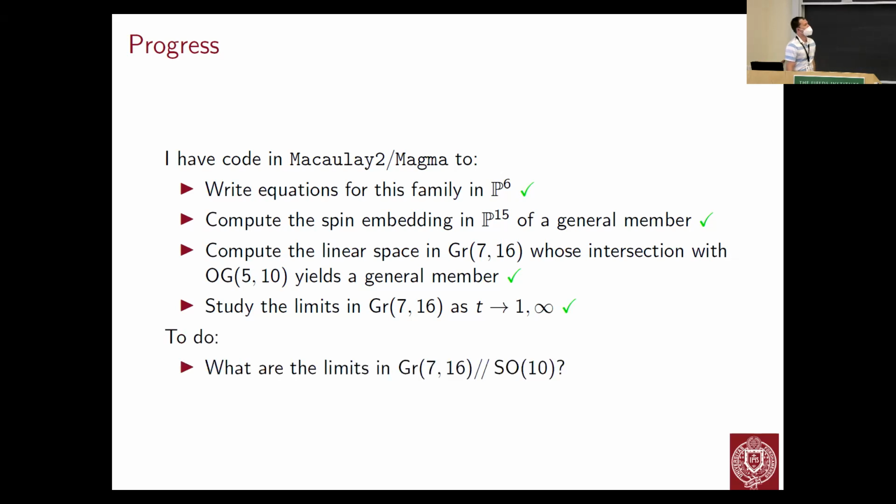Okay, I will stop short of answering my full question though. I can tell you what the limits are in the Hilbert scheme. I can tell you what the limits are in the Grassmannian. I can't tell you what the limits are in Mukai's quotient yet. And I'll explain why in a few slides.